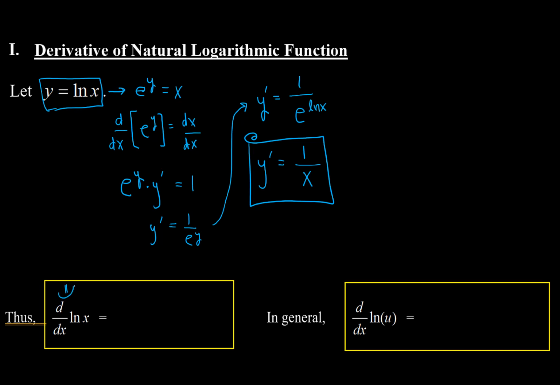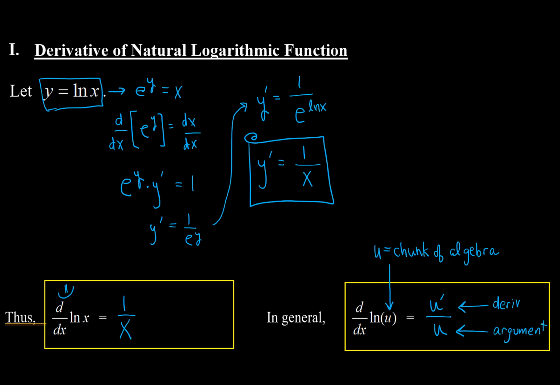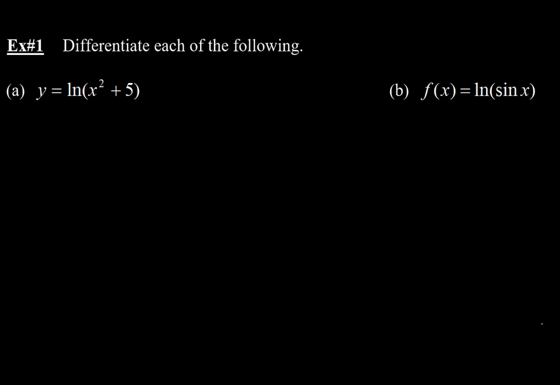So if you're taking the derivative of the natural log of x, the derivative is going to be 1 over x. If you're taking the natural log of u, where remember, u is some chunk of algebra, not just a plain Jane x, then this is going to be u prime over u. In other words, you stick the argument in the denominator, and then you put the derivative of the argument in the numerator. Let's do a couple examples.